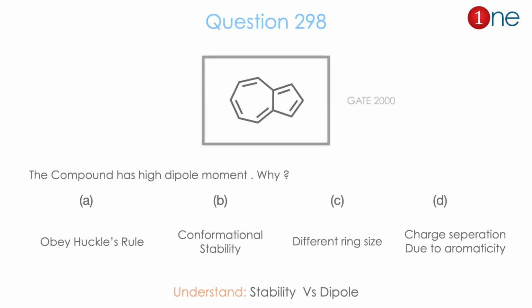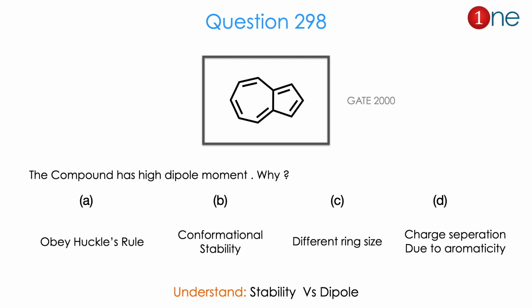Then let us look at the next question. They give a structure with a 7-member and 5-member fused system, which is a kind of acetylene. You have to find why the compound has a high dipole moment. The system is conjugated. You have to analyze the possibilities around it.